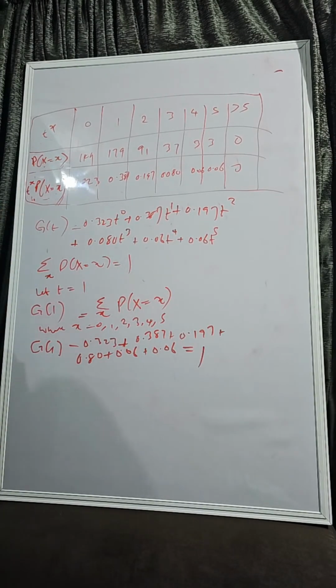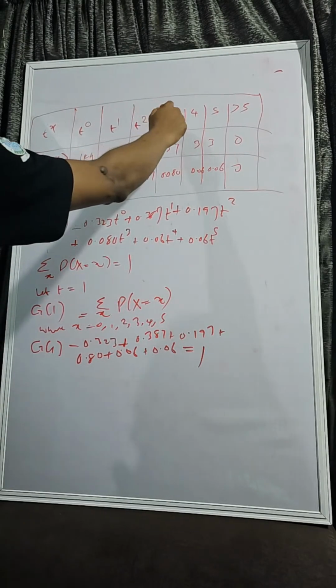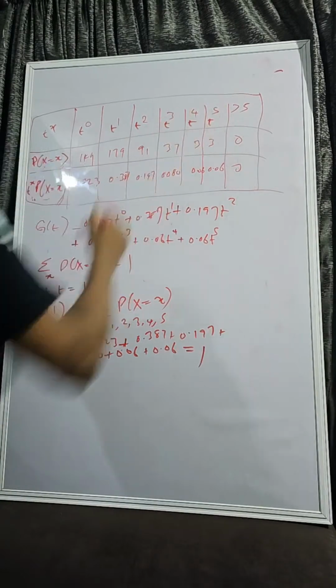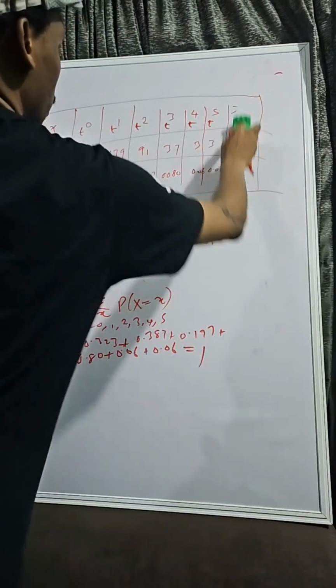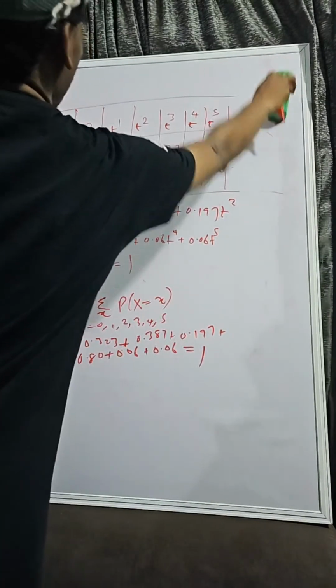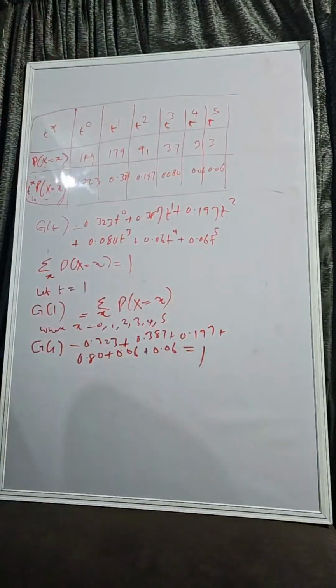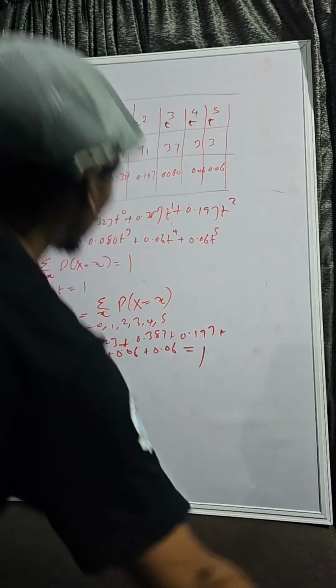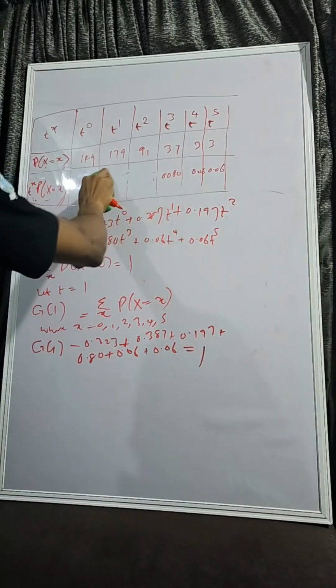So once we do that, what is going to happen? This will turn to t raised to 0, t raised to 1, t raised to 2, t raised to 3, t raised to 4, t raised to 5. So in this case, we don't need this again. Hope you are taking note of how things are changing. We don't need that again. While for the bottom, there are some little changes that will take place here.